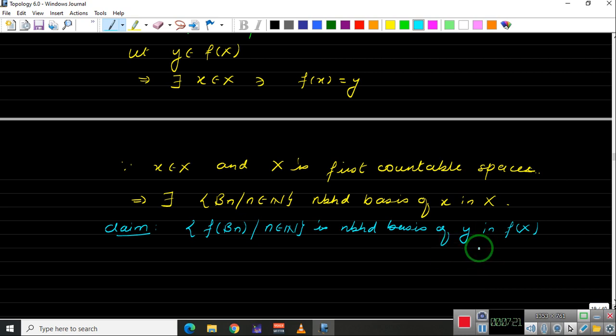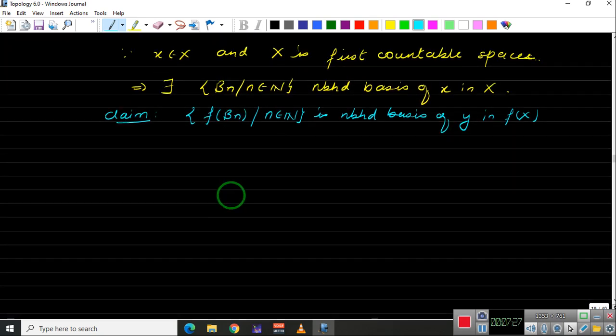Okay, so now to show this, let us take a neighborhood of Y in f(X). Of course, we know that these are open because f is an open map, which is continuous also, so it will take open sets to open sets.